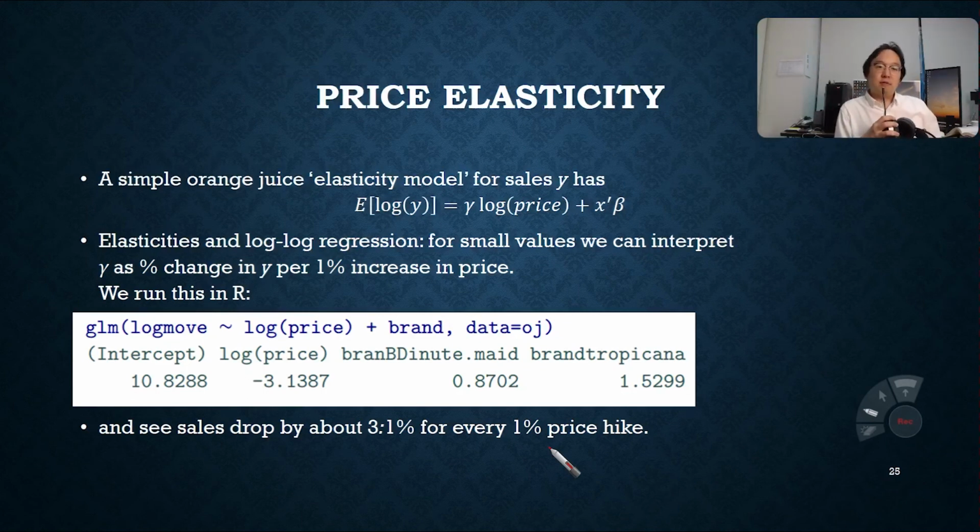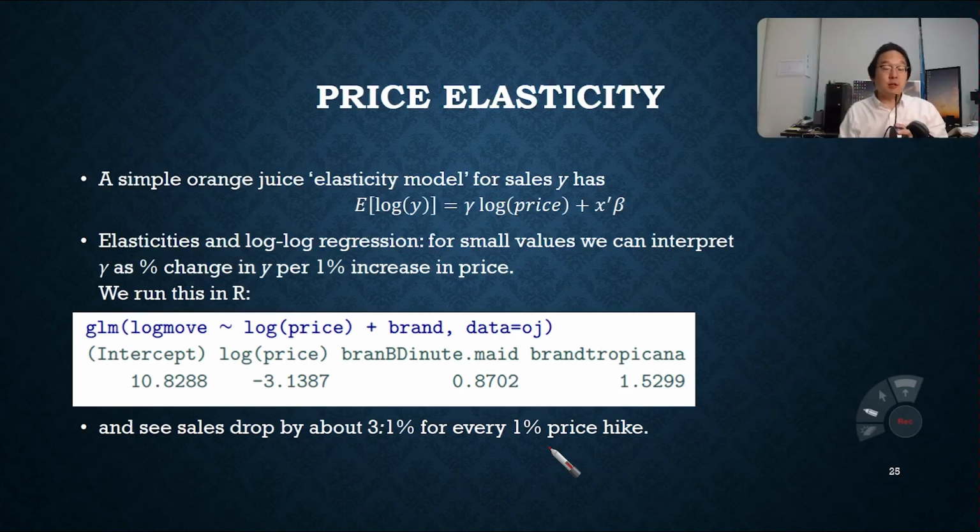Yeah, we run this in R, okay? How do we do that? Well, log-log. In your regression, you will have sales. So you have to go like log of sales, log parenthesis sales, tilde. Tilde means like "is modeled by," right? Tilde. Log of price plus brand, and then data specified as OJ. Everything in parentheses, GLM, generalized linear model.